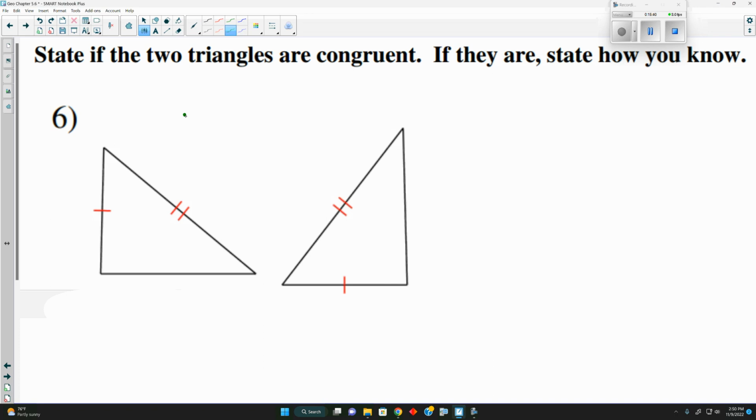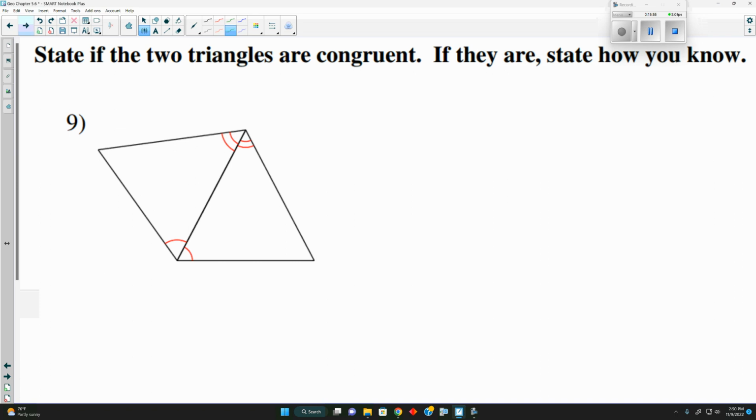Because how many pieces of information do we have? At minimum we need 3. We either need 3 sides, 2 sides and an angle, or 2 angles and a side. Having 3 angles means nothing for congruency.